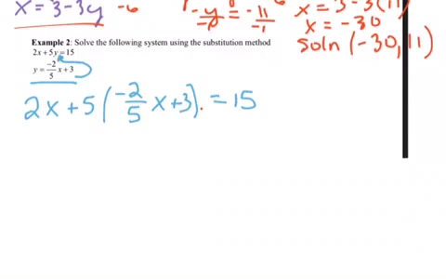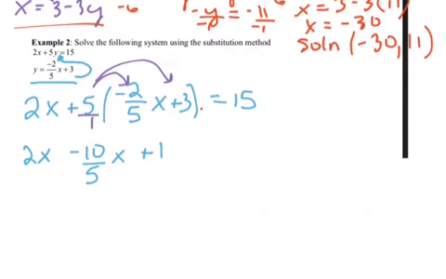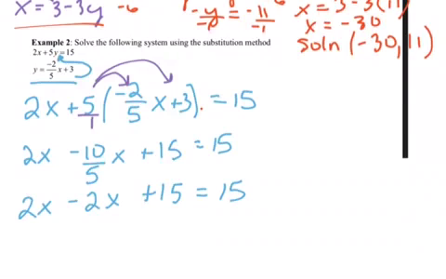So I'm going to carry this 5 through. Treat it as 5 over 1 if you need to. So I've got 2x, 5 times negative 2 is negative 10 over 5x, and then 5 times 3 is 15. If you had done all of that in your head and said that that's just negative 2x, that's fine. So I've got 2x minus 2x plus 15 is equal to 15. What I notice here is, unlike the one before it where I got y equals 11, my x's in this case cancel out. 2x minus 2x is 0, and I'm left with 15 equals 15.